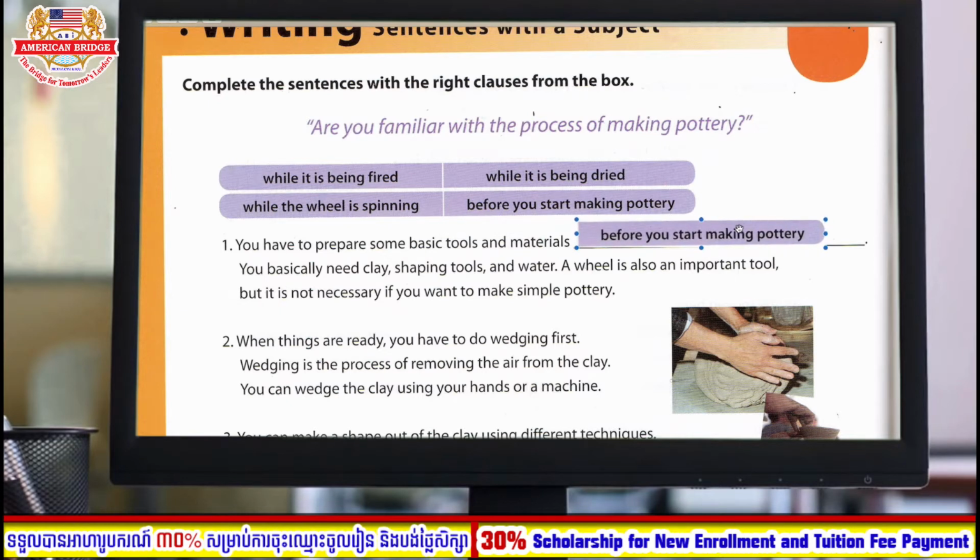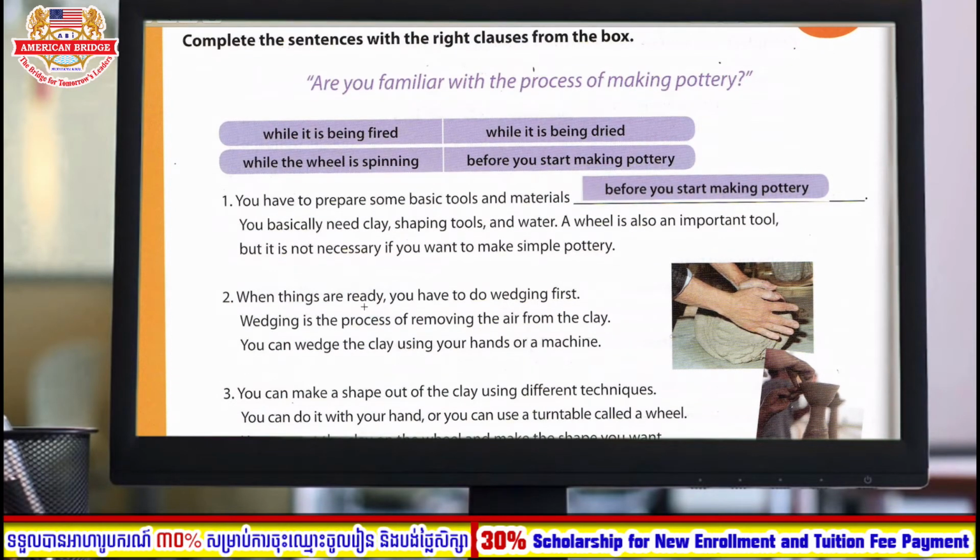Why do I know that? Because it is the truth. When you start doing something, you need to prepare tools and materials to do that. Okay, so this is the first answer. You basically need clay, shaping tools, and water. A wheel is also an important tool, but it is not necessary if you want to make simple pottery. Okay. Number 2, when things are ready, you have to do wedging first. Wedging is the process of removing the air from the clay. You can wedge the clay using your hand or a machine. So here for the word wedging, they have a picture to demonstrate how it is done.